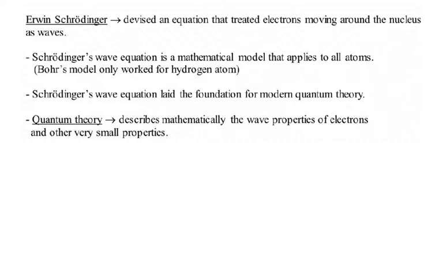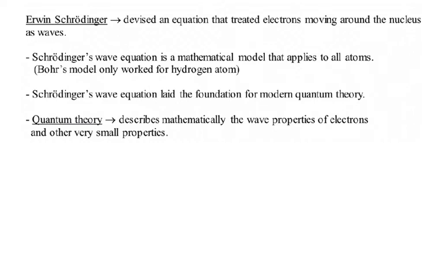Keep in mind that the Bohr model was accurate, but it only worked for hydrogen. Like I mentioned before, what good is a model that only works for one element and doesn't work for every other element? Well, what we're going to call the quantum mechanical model proposed by Schrödinger, it works for all the atoms. So Schrödinger's wave equation is going to lay the foundation for something called modern quantum theory. And what quantum theory does is that it describes mathematically the wave properties of electrons as well as other very small properties. Now, we're going to focus on electrons, okay?